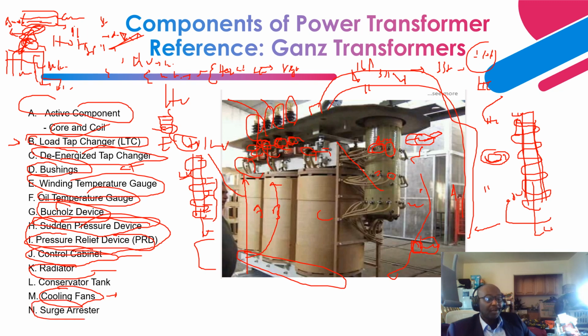Next is the surge arrester, right? Okay, so the surge arresters are basically located in close proximity to the bushings, right? Okay, its purpose is to protect the transformer from overvoltage conditions due to lightning strike or switching surges, impulses that can damage the transformer insulation, both the paper and the mineral oil.